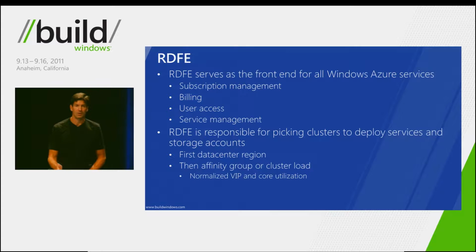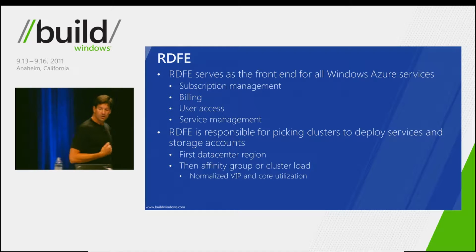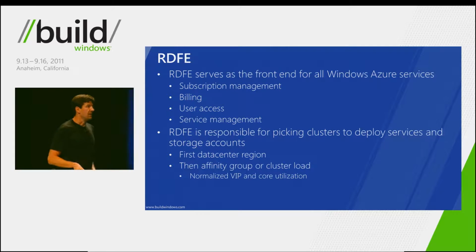And the algorithm it uses to pick a cluster, first it looks at the data center region. You can specify, of course, when you deploy your service that you want it to go to a particular data center region, like Southwest US or anywhere US, and then the RDFE will pick it for you. You can also instead pick an affinity group. So you could say assign a service to affinity group.